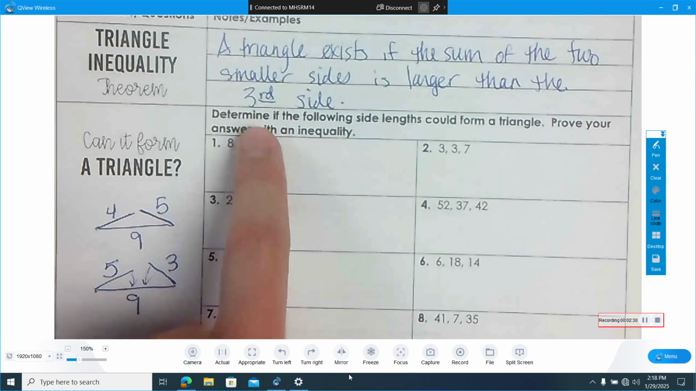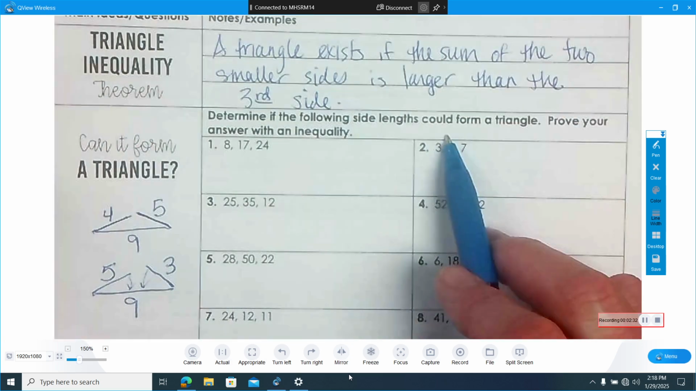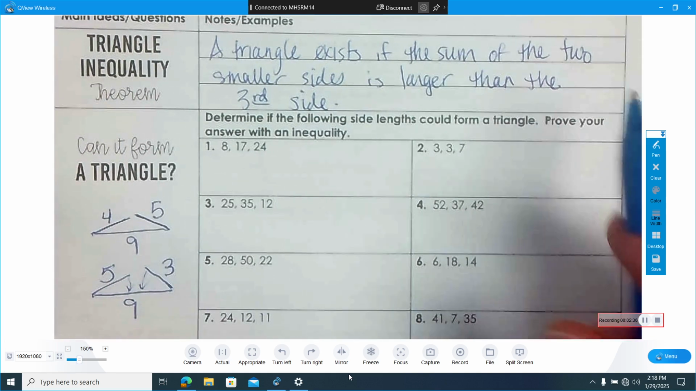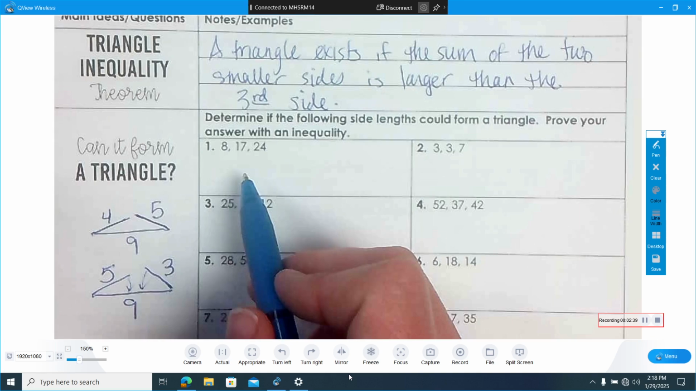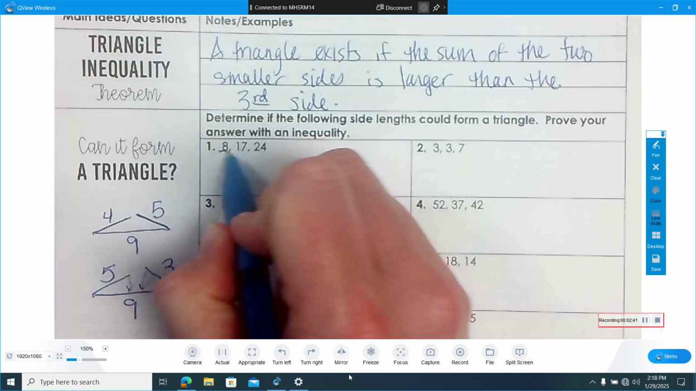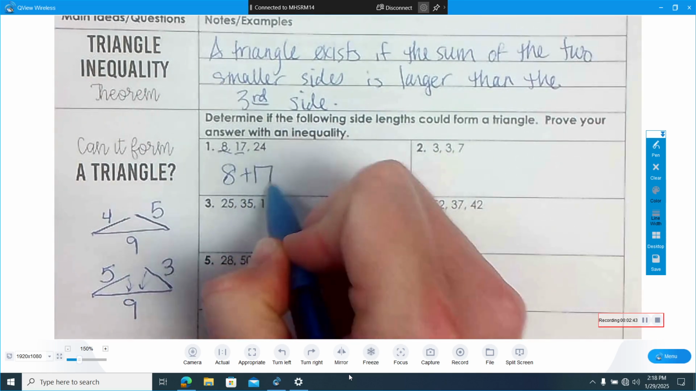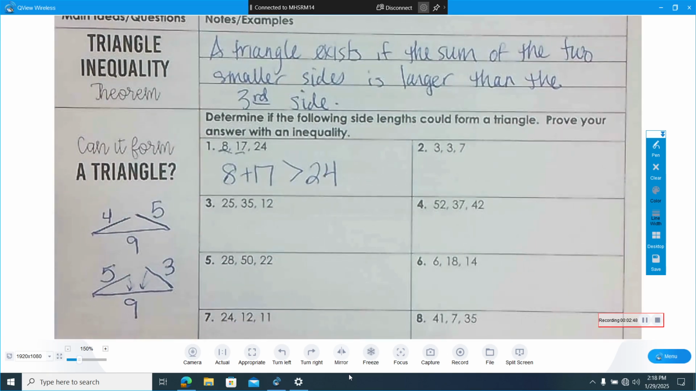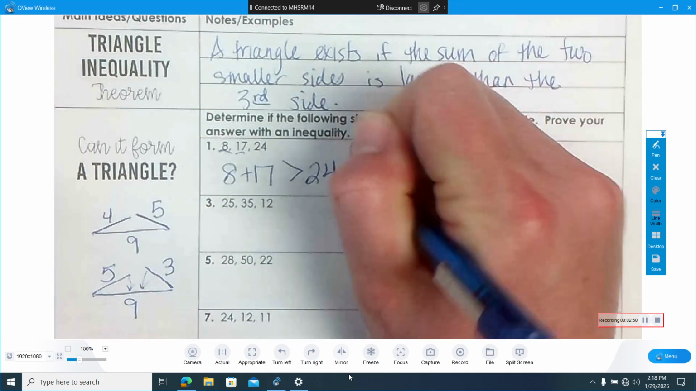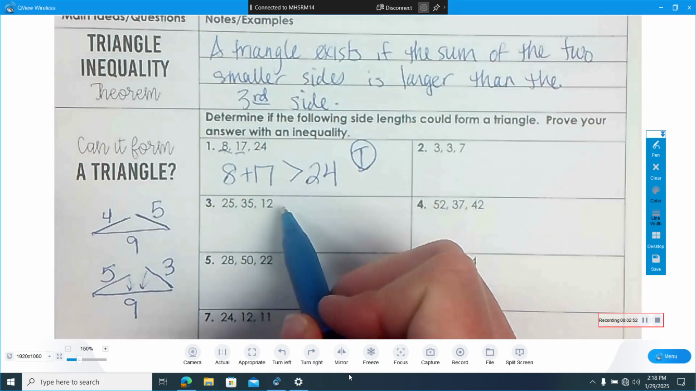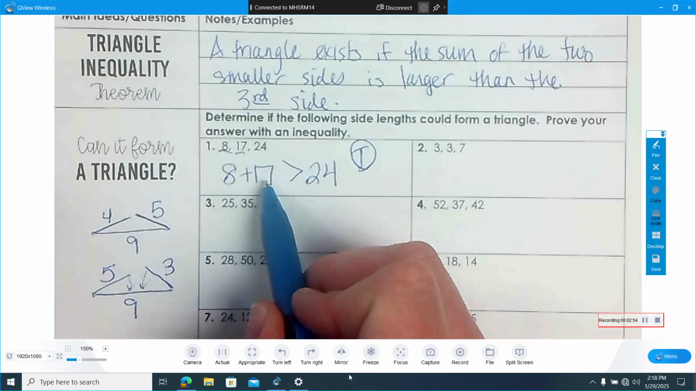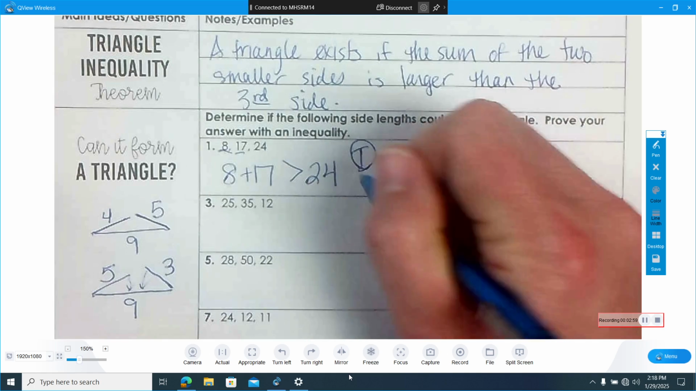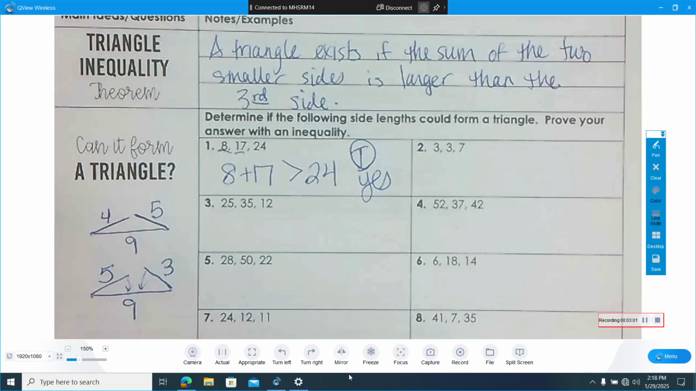So we're going to do a couple of these. Determine if the following side lengths could form a triangle. Prove your answer with an inequality. So what are my 2 smaller sides? 8 and 17. So 8 plus 17, is it greater than 24? True or false? True. 8 plus 17 is 25, and 25 is greater than 24. So yes, it forms a triangle.